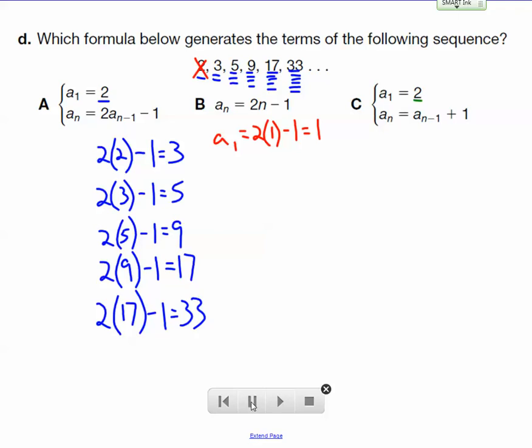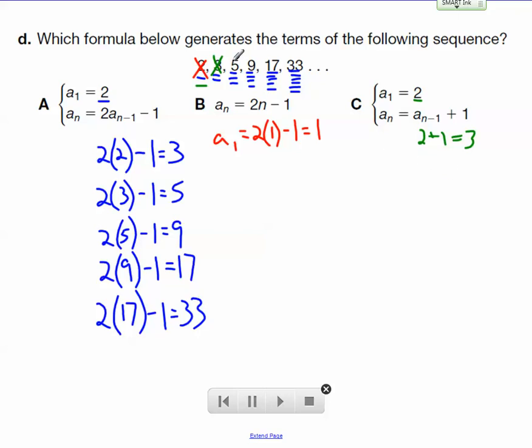Then when we go over here to choice C, the first term works. They say the first term is 2, and the first term is 2. But let's check the other one. They're saying take the previous term and add 1 to it. Oh boy, I messed that up, I'm sorry. So they're saying take the previous term, 2, and add 1 to it. And that's 3. Well, actually, that does work.